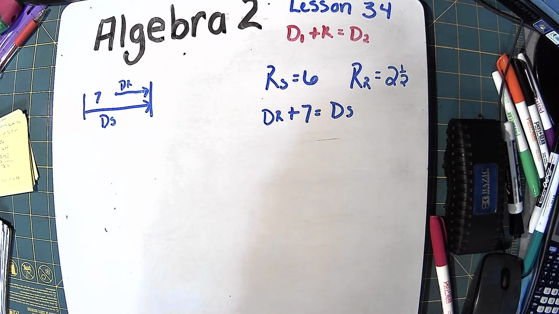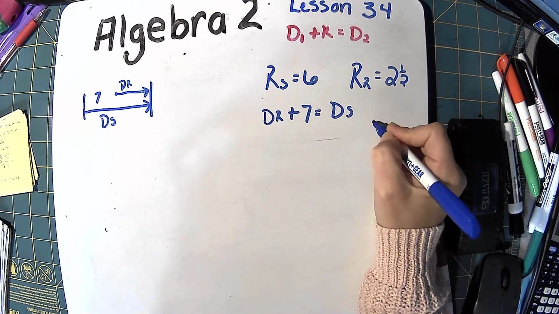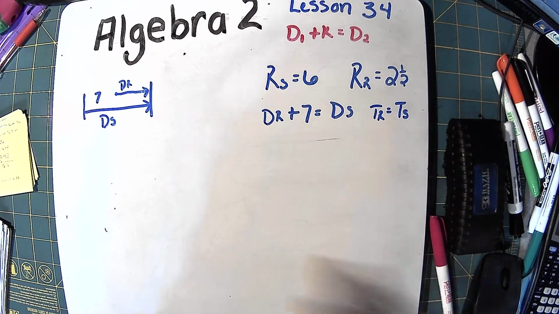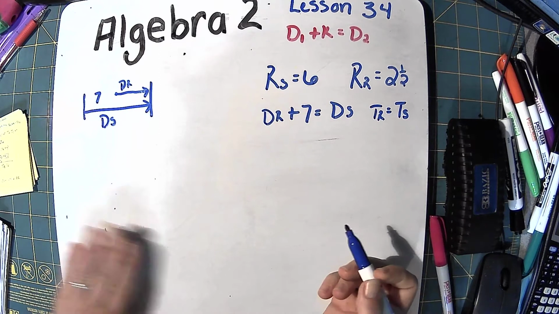Their time was the same. So Robin and the sheriff began traveling at the same time and stopped at the same time. So their time is the same. So the time of Robin Hood equals the time of the sheriff. They traveled for the same amount of time.